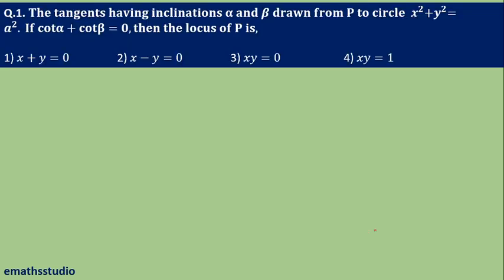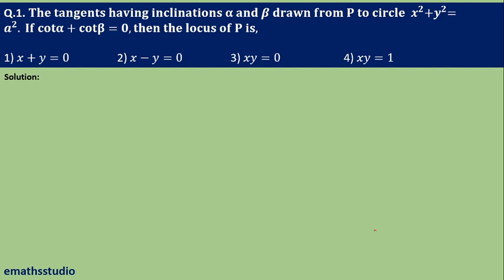So here is the question. The tangents having inclinations alpha and beta from P to the circle x square plus y square is equal to a square. If cot alpha plus cot beta is 0, then the locus of P is? Now P is some point. From this point, tangents are drawn. The tangents have inclinations alpha and beta. Then we have to find the locus of point P.